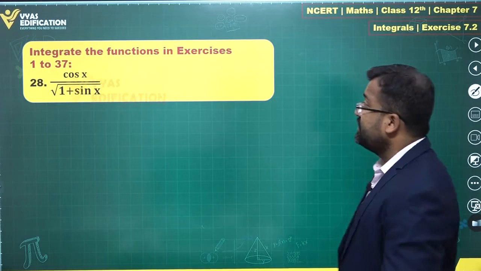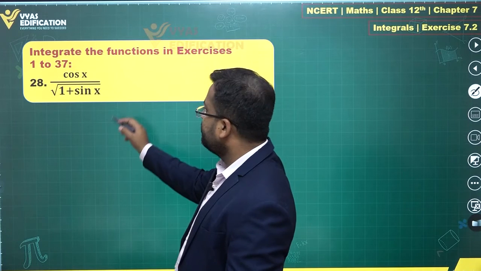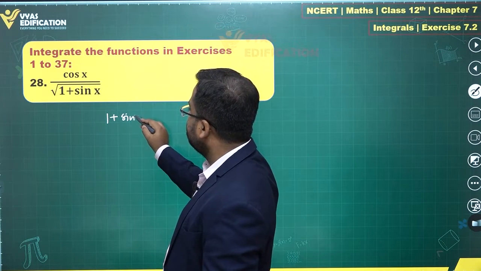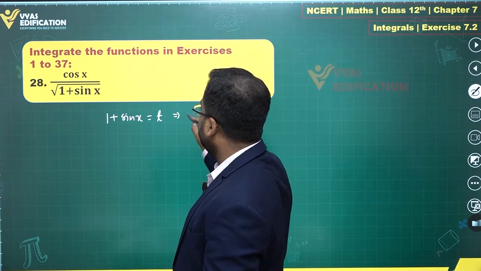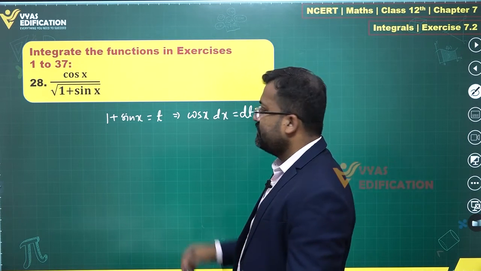28th question says cos x upon root of 1 plus sin x. So once again, for 1 plus sin x, the derivative is cos x. So 1 plus sin x can be taken as t. Therefore, cos x dx will be equal to dt. This is important.